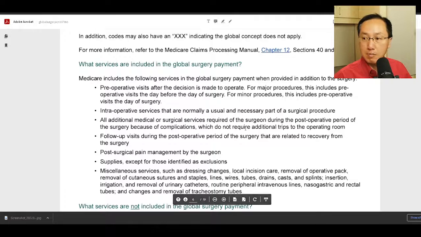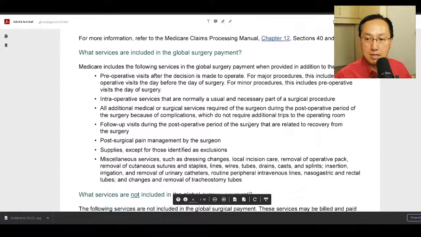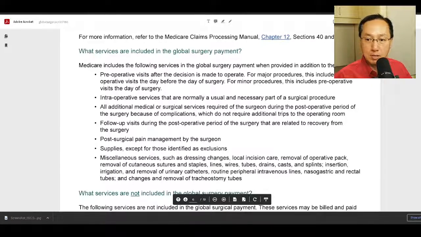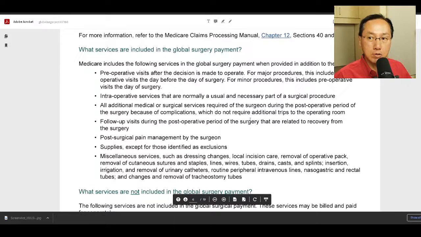Importantly for urologists: insertion, irrigation, and removal of urinary catheters. That's correct. That's also bundled in the global package for that surgery. Routine peripheral IV lines, nasogastric and rectal tubes, and changes and removal of tracheostomy tubes. Those are all included in the global surgery payment.